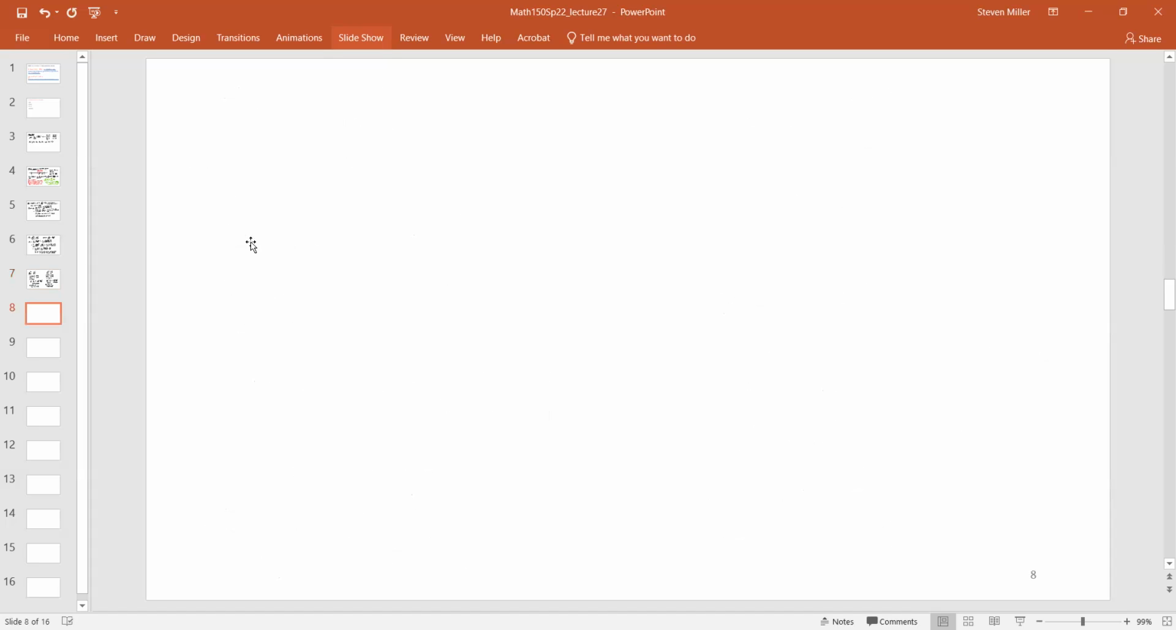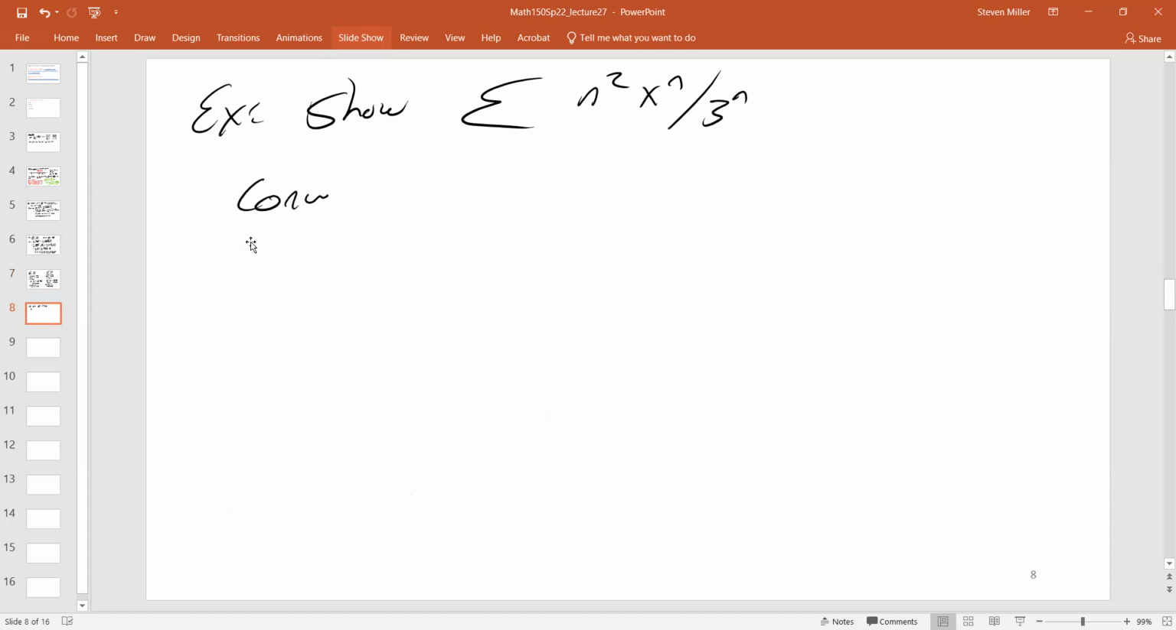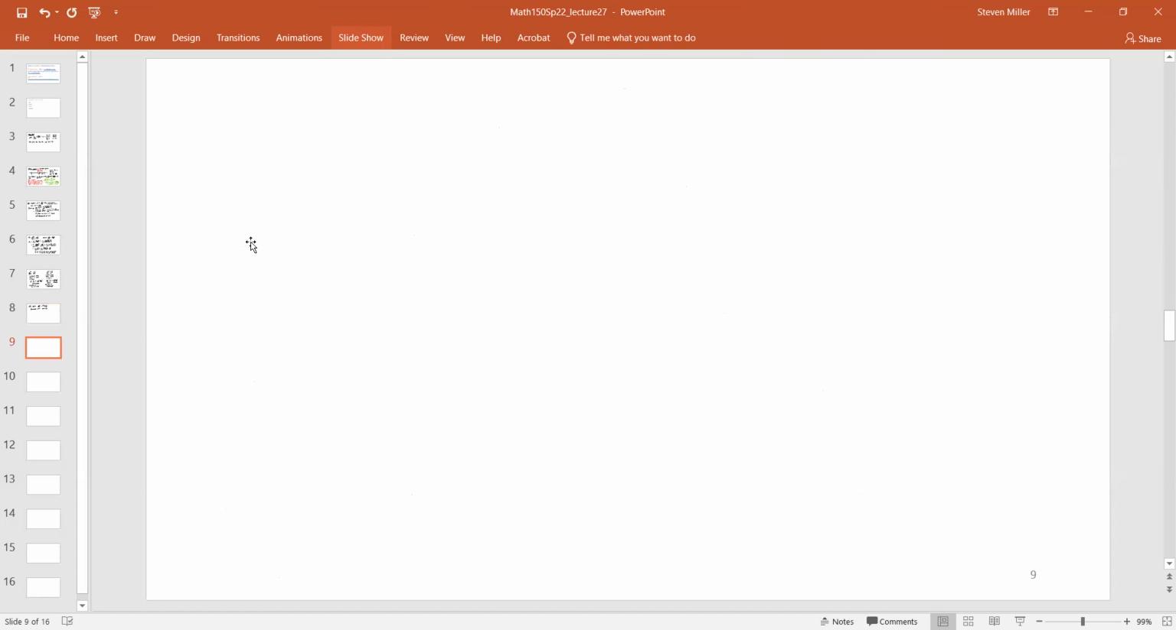This is a nice exercise. Show the sum of n squared x to the n over 3 to the n converges if and only if the absolute value of x is less than 3. So moving the n squared upstairs is not going to make any difference. Okay, so this is the ratio test. The next one is the root test.